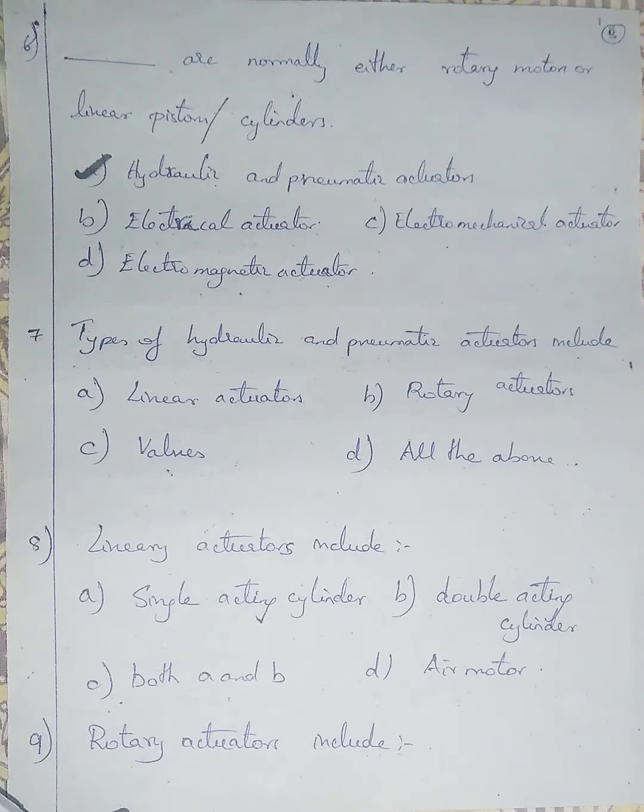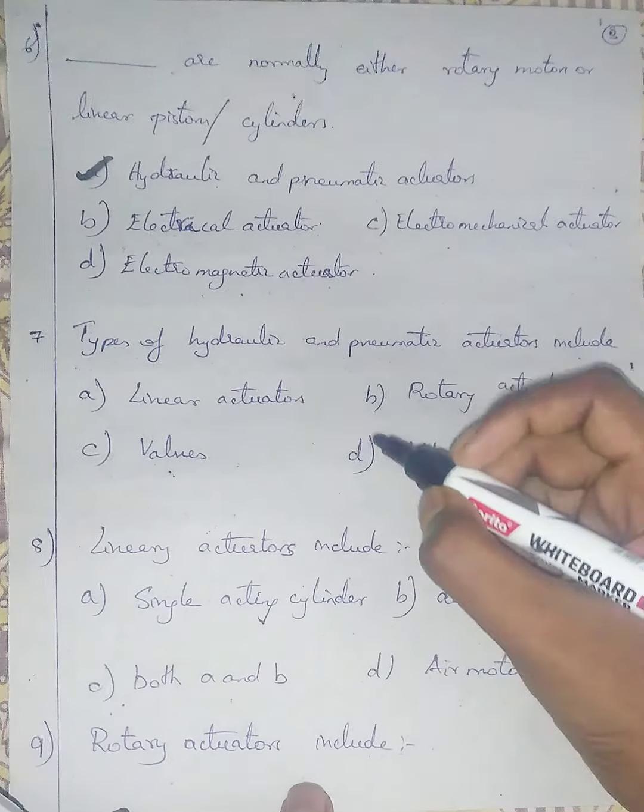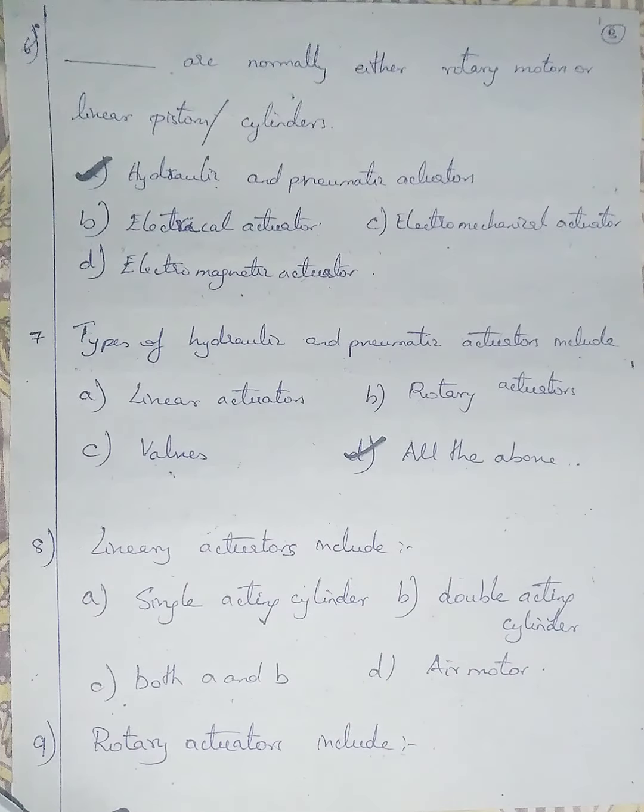Hydraulic and pneumatic actuators are of three types: linear actuators, rotatory actuators, and valves. So I'm going with option D, all the above. Linear actuators give linear motions. Rotatory actuators give rotatory motions as output. Valves are for controlled actions. The types of valves are direction control valve, pressure control valve, and process control valve. Okay.